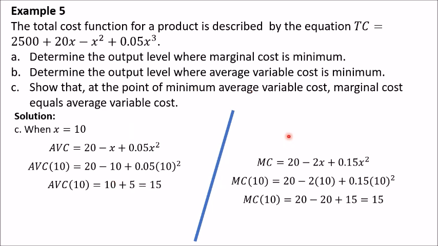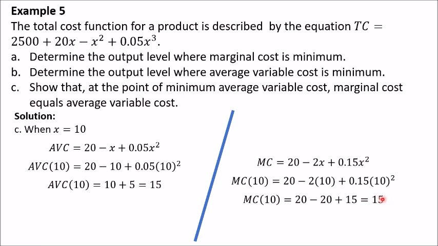On the other hand, let's check dun sa marginal cost natin. It is 20 minus 2x plus 0.15x squared. We will also substitute x equals 10 here. So MC of 10 equals 20 minus 2 times 10 plus 0.15 times 10 squared. So 10 squared here is 100 times 0.15 is 15 here. So we have here 20 minus 2 times 10 is 20. So 0 na to. 20 minus 20 is 0. Kaya 15 pa rin yung labas niya.